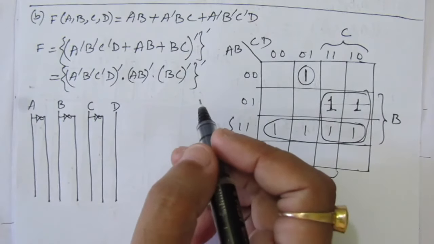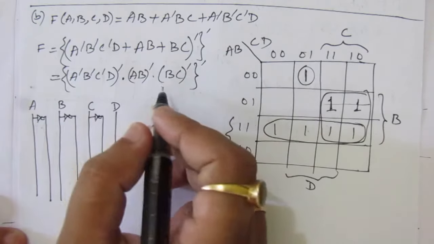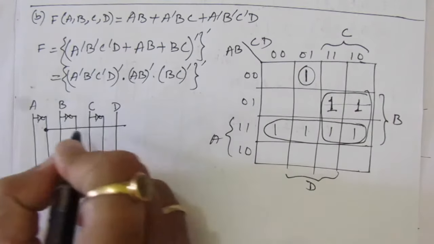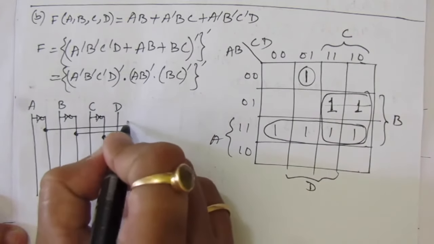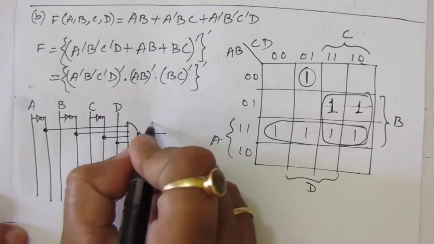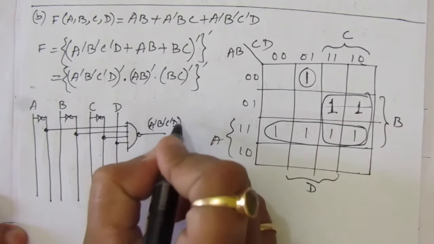Now we will draw the two level NAND gate circuit from this function. So A bar B bar C bar D. Use here a NAND gate and we'll get here A bar B bar C bar D whole bar.